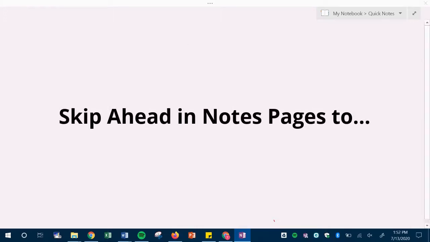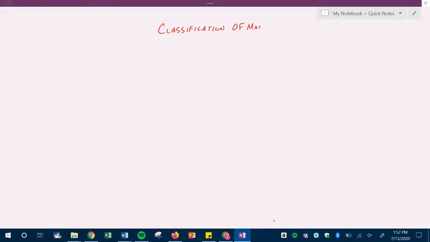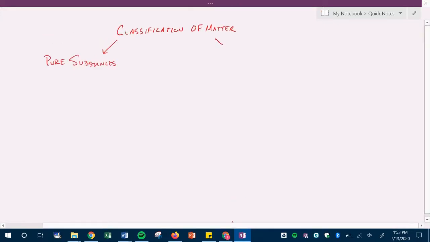All right, so let's talk about our classification of matter. Now, with our classification of matter, matter basically breaks down into two parts. It breaks down into what we call pure substances and it also breaks down into what we call mixtures.